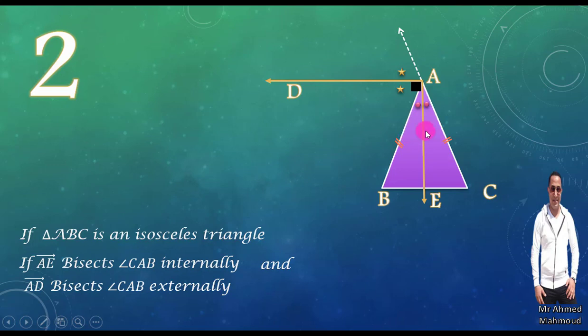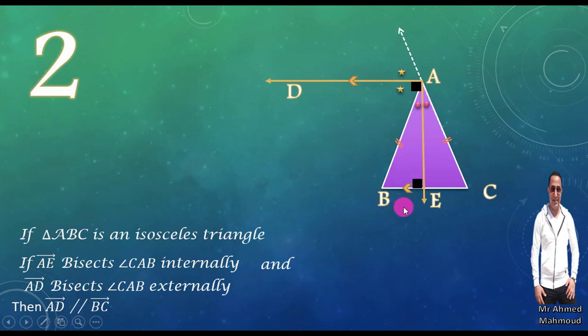Before, in the second prep, we studied that in the isosceles triangle, the bisector of the vertex angle is perpendicular to the base. So this angle equals 90 and this angle equals 90. So we have 180, two supplementary angles. That means AD and BC are parallel to each other. Okay, so AD and BC are parallel.